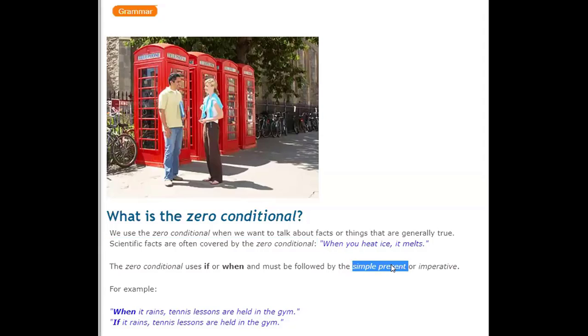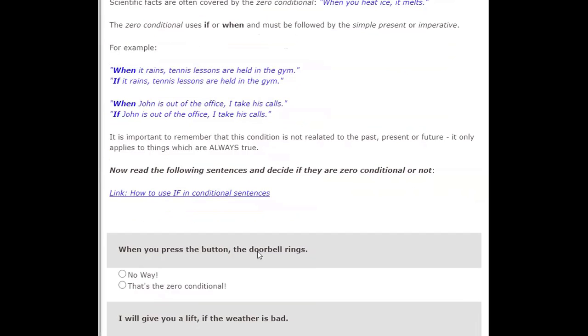Now simple present, you would use both in present. Here it doesn't mean that you would always use simple tense. You can also use the to be tenses, and they should be in both of the parts. Now let's read some more examples. If it rains, tennis lessons are held in the gym. Here it is present, and here it is present. Let's read some more sentences. If John is out of the office, I take his calls.